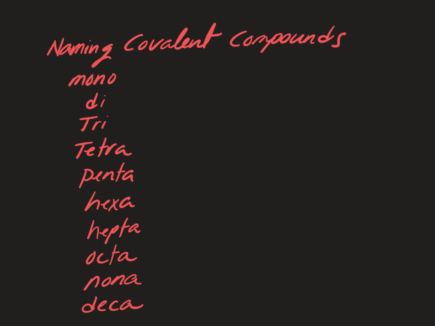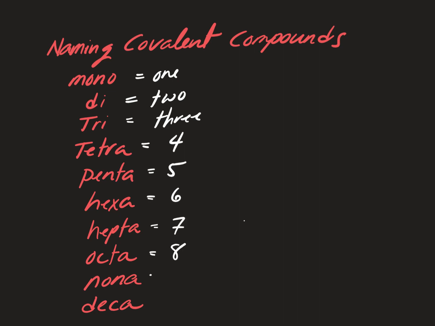What do these prefixes mean? Well, you probably already know, but I'm just going to tell you anyway. So mono means one, and di means two, and tri means three, and tetra means four. I'm going to write the number. Penta, 5, hexa, 6, hepta, 7, octa, 8, nona, 9, and deca is 10. All right. That's easy. Now, I think the best way to do this is just to jump into some examples of naming covalent compounds.